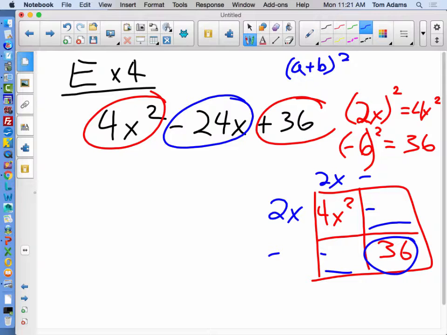If I did 4 and 9, it wouldn't add up to 24. If I did 3 and 12, it wouldn't add up to 24. But 6 and 6 is 12. When you multiply that by the 2, I get 24. Does that make sense? So 2x times negative 6 is negative 12x, and then 2x times negative 6 is negative 12x. And when I add them all up together, I get my negative 24x.